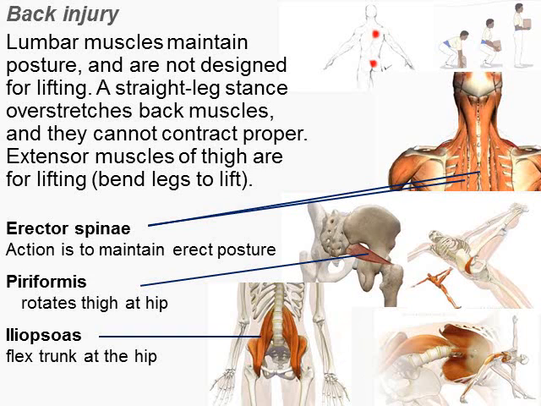Piriformis, it's interesting. It's a small muscle. It goes from the femur over to the sacrum, but it causes people a lot of grief when it's strained and inflamed. It's going to rotate the thigh at the hip.